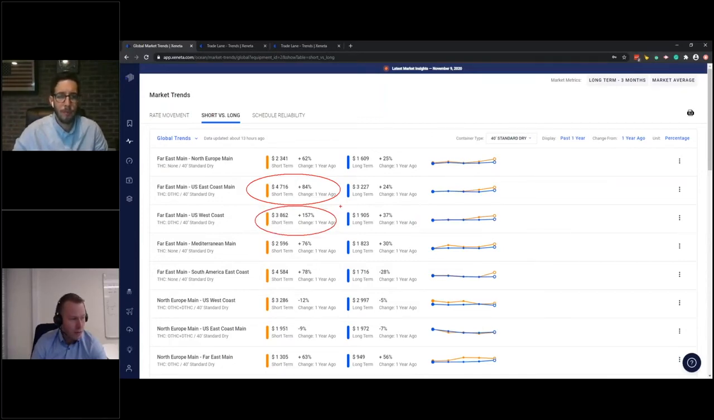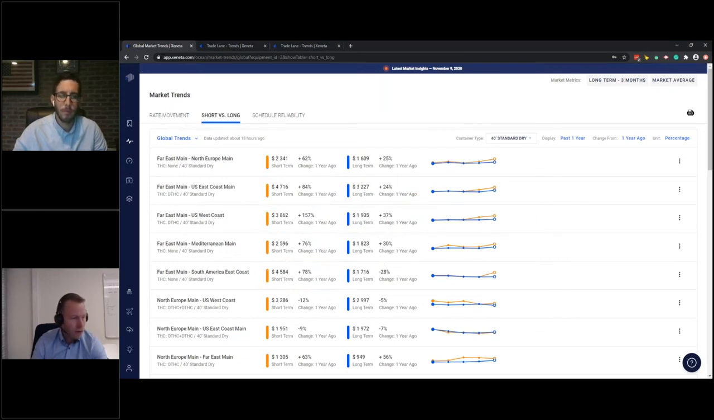And now you can see a lot of the long-term contracts following suit as well, but we're looking at last year's development. So the same point in time, 12 months ago, compared to today. And I want to also flag South America East Coast here. There's that substantial cost increase.